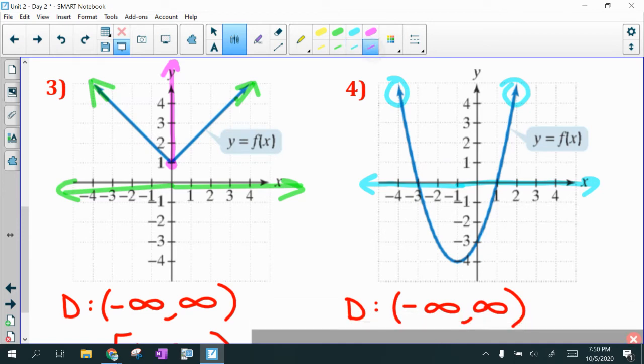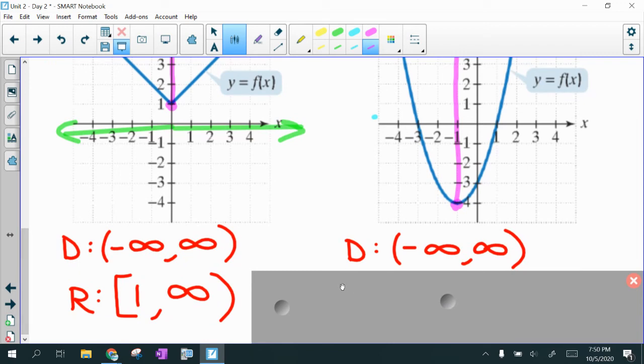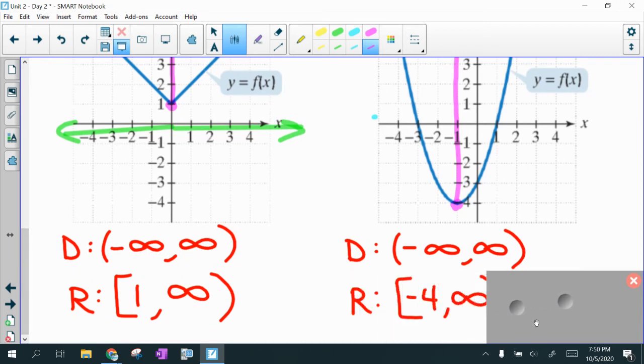But again, my concern is not where things are going at the end. My concern is what is happening in terms of my y coordinates. What is the lowest y coordinate I'm messing with? It looks like it's down here at -4, and that's a closed dot. And it goes infinitely far that way. So since it's a closed dot, I'm going to go bracket -4 up to infinity. Okay, hopefully this is making fairly decent sense.